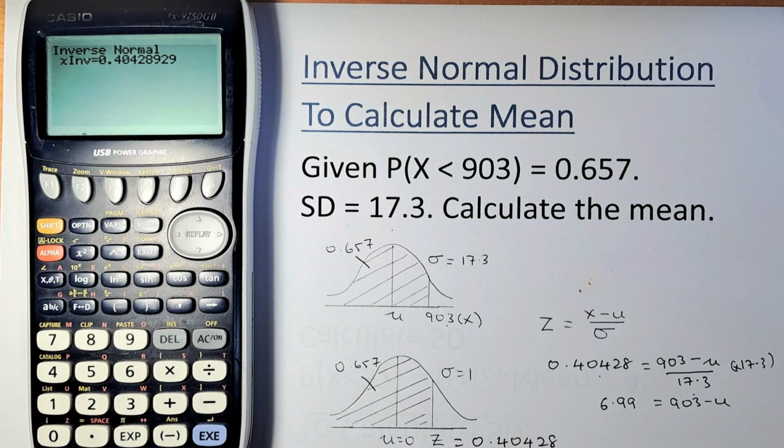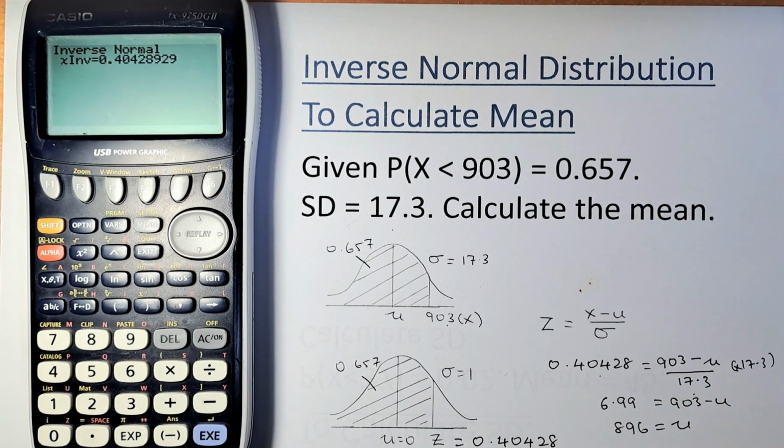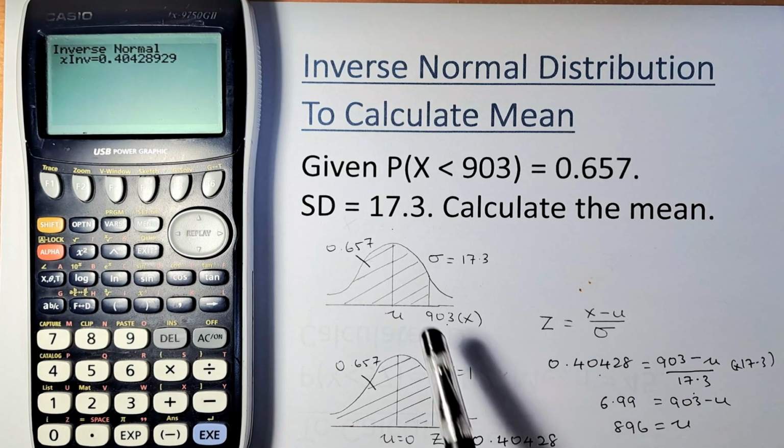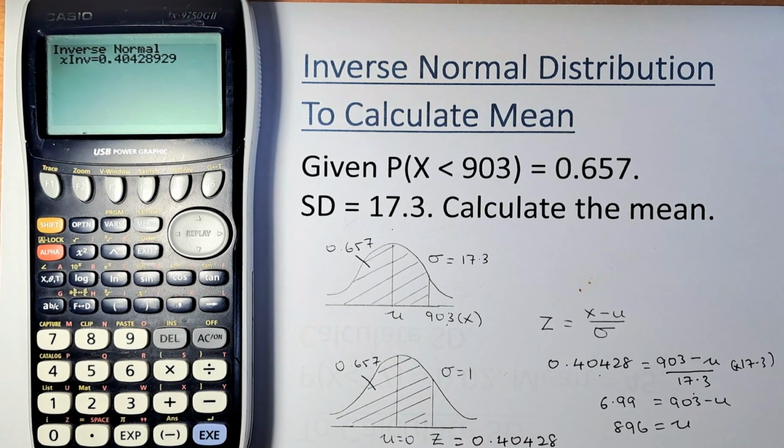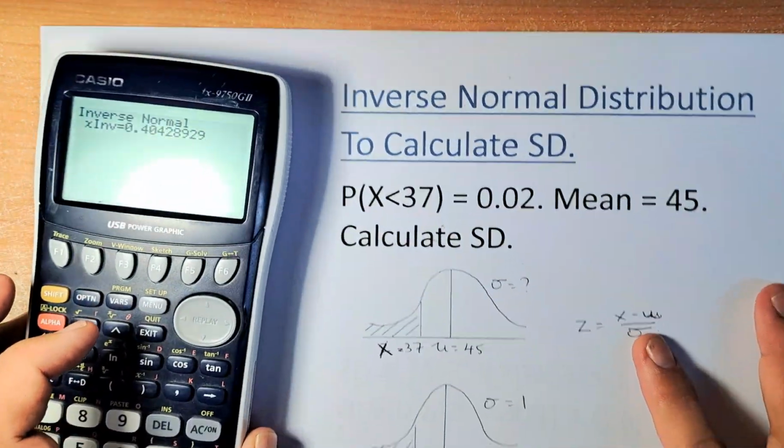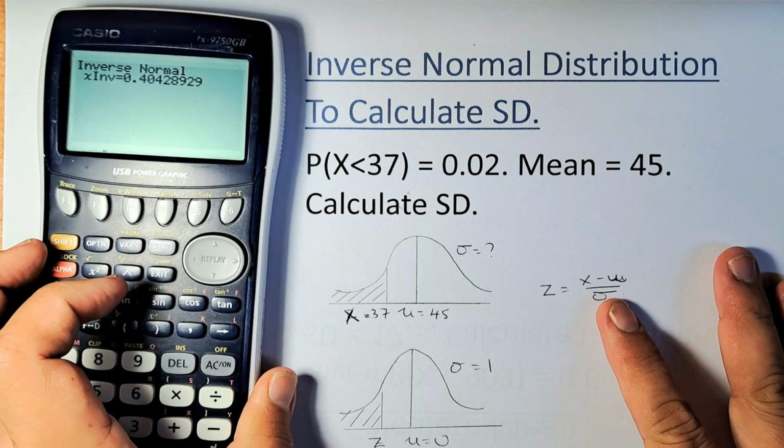If you minus 903 on both sides, you will get the answer of 896 equals to nu. So that is how you calculate the mean. So that is the answer. The mean is 896. Okay, now we're going to calculate the standard deviation. Okay, the standard deviation is going to look like this. Okay, we're going to readjust.